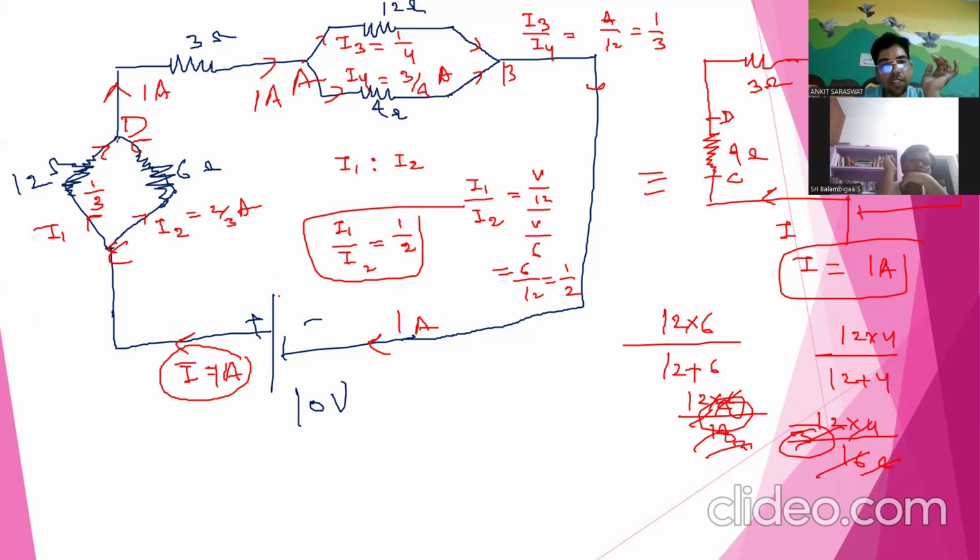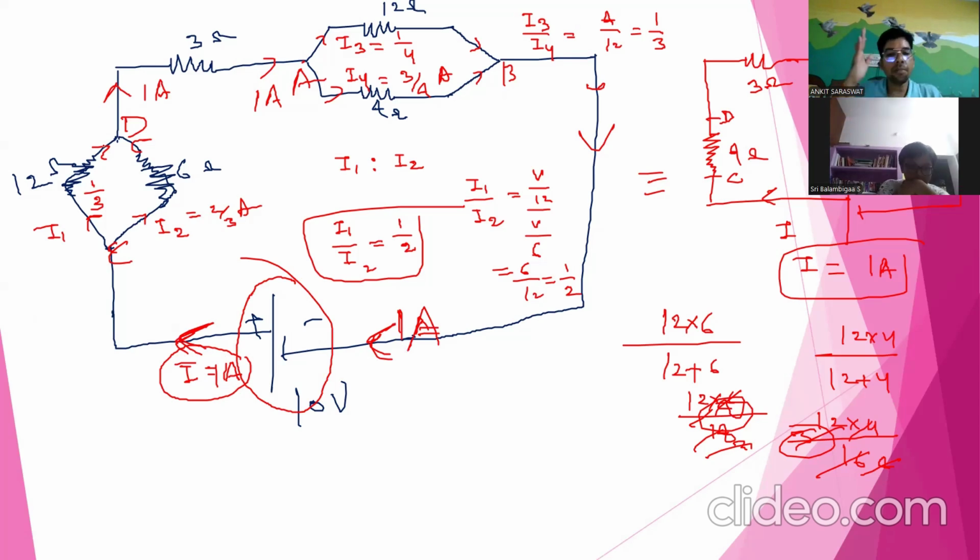You can check here. This is a cell. It is giving how much current? 1 ampere to the circuit. Then how much current will it take finally? 1 ampere, because already I have told many times, charge can neither be created nor be destroyed. If 1 ampere current is delivered by the battery, then it will take 1 ampere. This 1 ampere again flows through the battery, again going to the circuit.